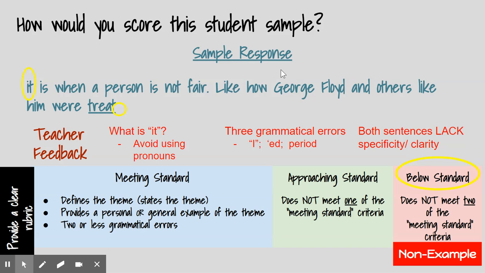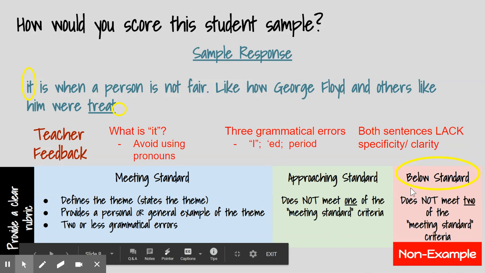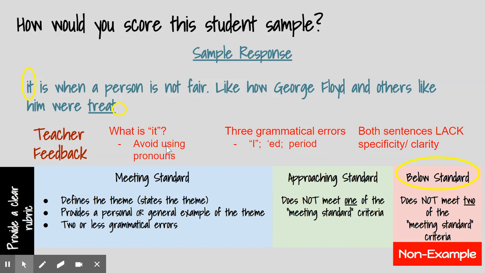Here we have another non-example. This one has many errors. It doesn't clearly state the theme of oppression. It has 3 grammatical errors: capitalization, an "ed" is missing here, and a period. And it lacks specificity, it doesn't clearly explain what oppression is.